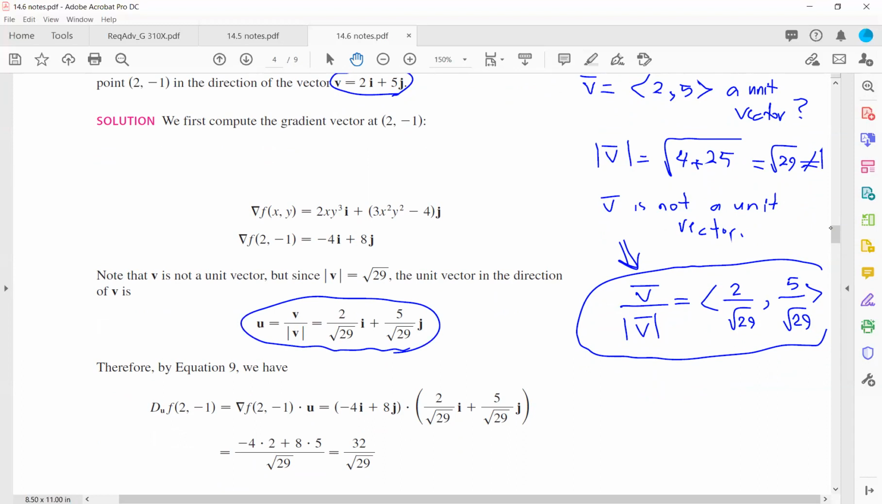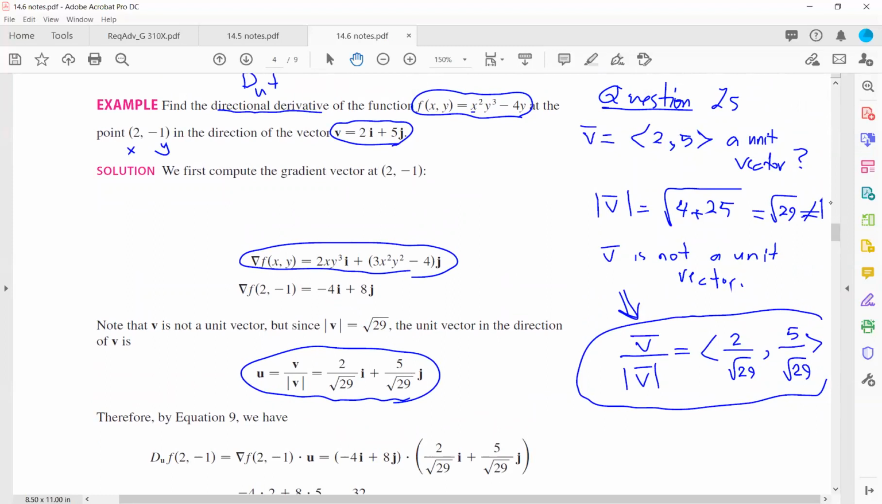So for simplicity, you can find the gradient of the function, and you have your x and y, which is 2 and negative 1. Let's take a look at the function itself, f of x, y: x squared y cubed minus 4y. The partial derivative with respect to x is 2x y cubed, and the derivative of 4y with respect to x is 0. The derivative of f with respect to y is 3x squared y squared minus 4. Then your x is 2, your y is negative 1. You plug them in.